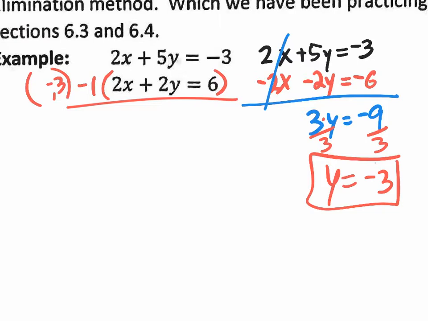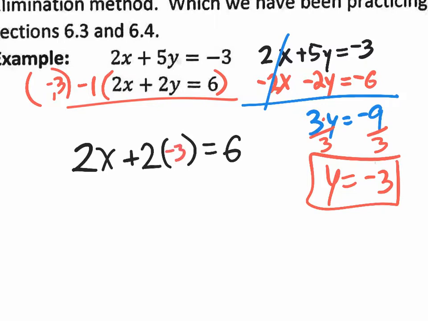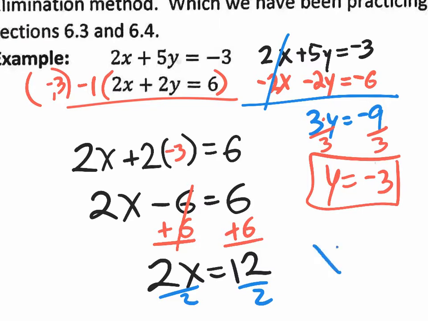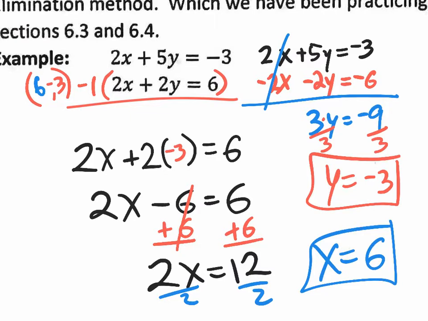So let's plug it into the bottom one. So 2x plus 2 times y equals 6. We're plugging in the negative 3 right there. It really reads 2x minus 6 because 2 times negative 3 is negative 6, equals 6. And then I get rid of the minus 6 by going plus 6. Plus 6, 2x equals 12. Final step would be to divide by 2, x equals 6. So 6 comma negative 3 is the correct answer for this system.